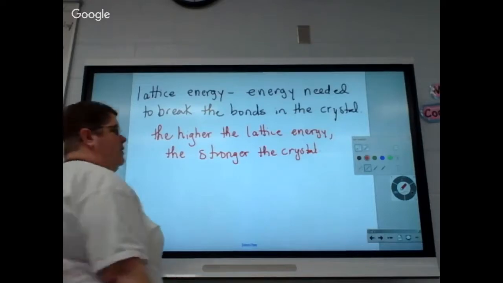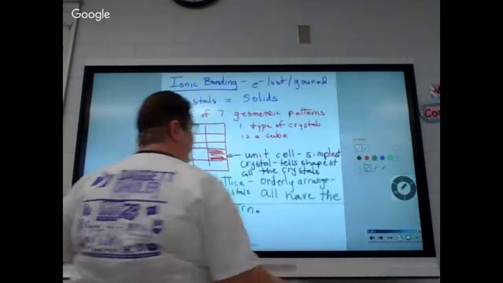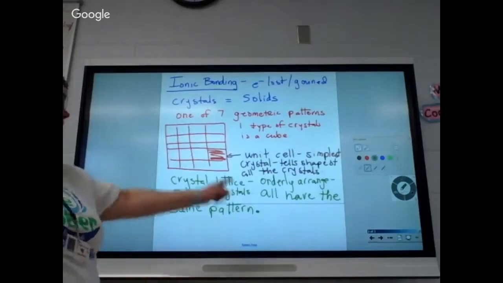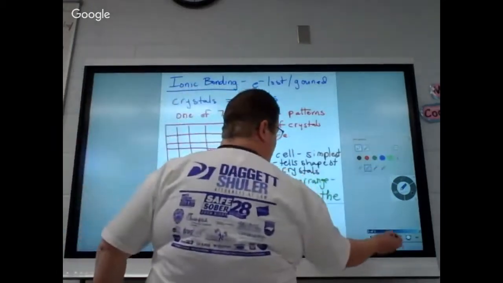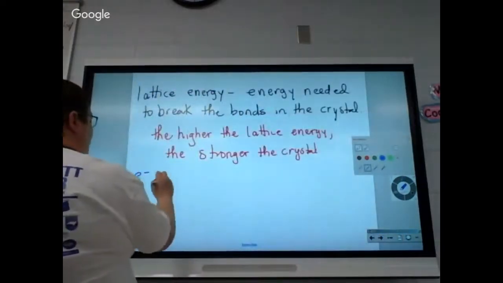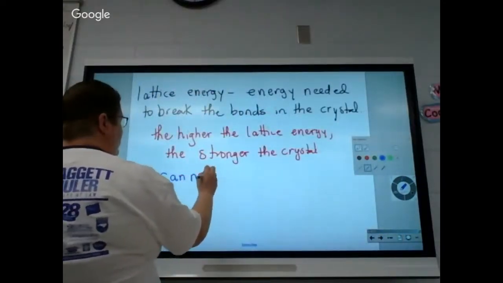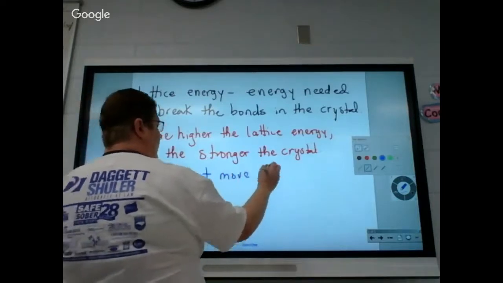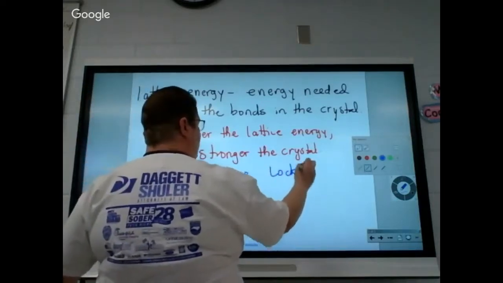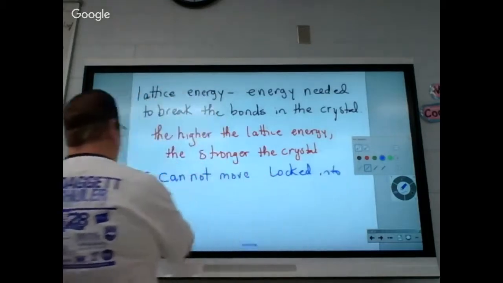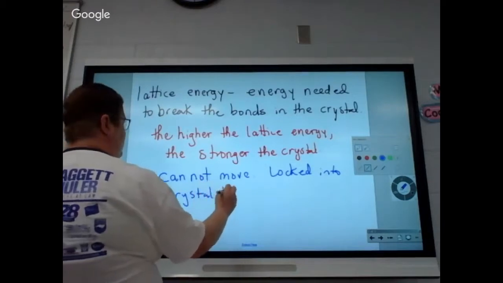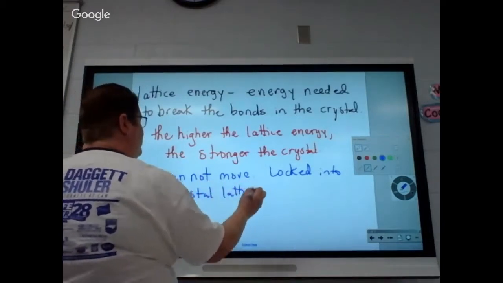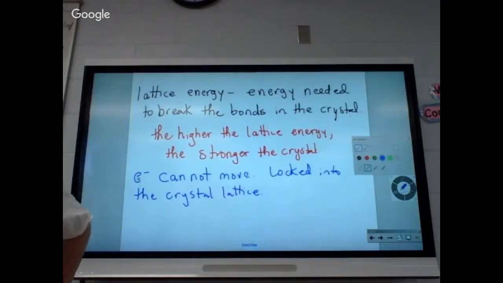Now, what can you tell me about the electrons? Can the electrons move if they're in this crystal lattice? No. The electrons cannot move. They are locked into the crystal lattice. So if they're locked into the crystal lattice, what kind of properties will ionic compounds have?